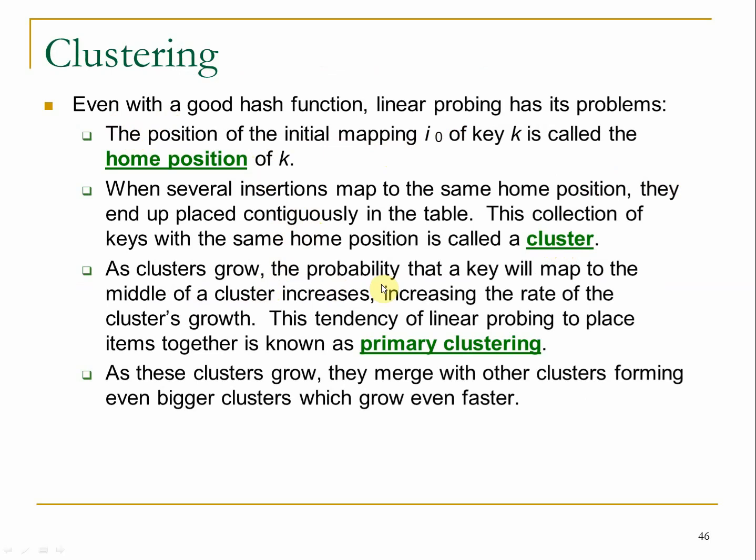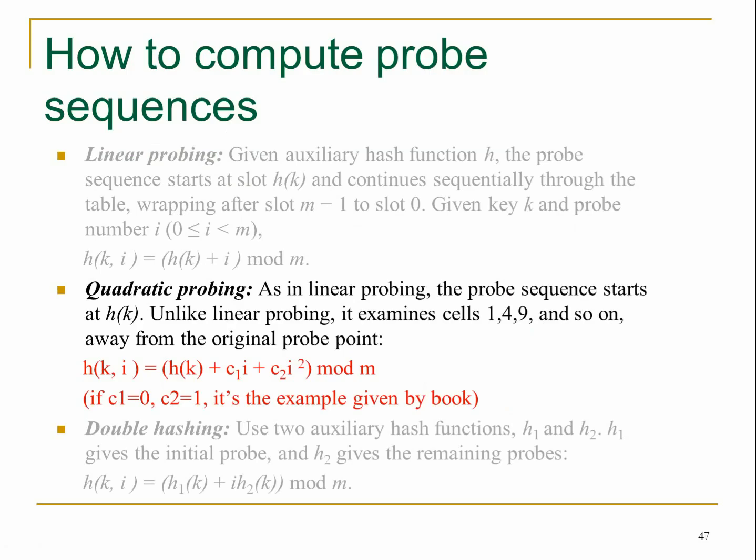As the cluster grows, the probability that a key will hit the cluster increases, and this cluster can get bigger and bigger. As this cluster grows, it's totally possible to merge with another cluster that is close by, and now it will end up with bad performance. Therefore, there are other methods that we can look into, what we call quadratic probing as well as double hashing. We will discuss that in the next video.